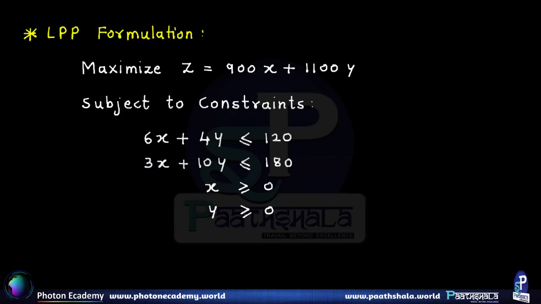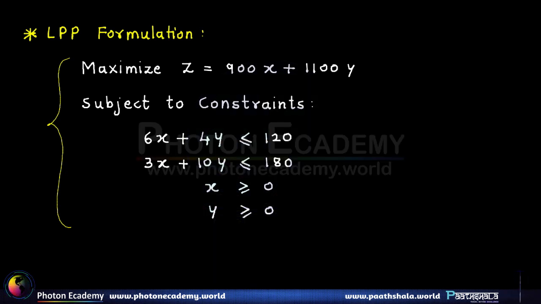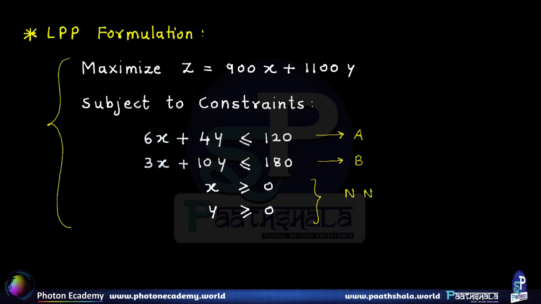That's given on the next slide, where we have the precise mathematical definition of the problem. We have to maximize z given by 900x plus 1100y subject to the constraints: 6x plus 4y less than or equal to 120, which is the constraint for machine A; 3x plus 10y less than or equal to 180, which is the constraint on machine B; and x and y both greater than or equal to 0, which is the non-negativity constraint. So this is where the formulation ends. We have done the first major step of LPP, and now we proceed to the solution phase of the LPP.